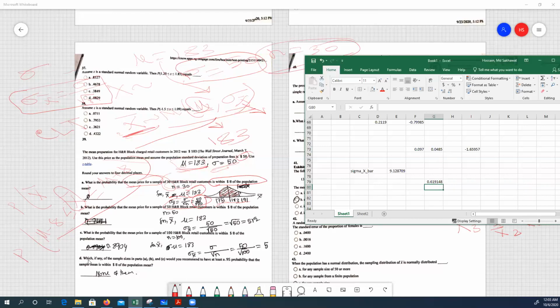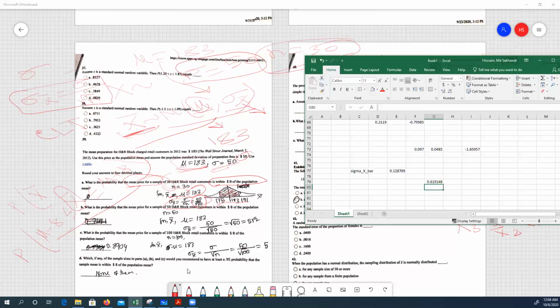Okay. So which, if any, of the sample sizes in parts A, B, and C would you recommend to have at least a 95% probability? That means a 0.95 probability that the sample mean is within $8 of the population mean. So this probability is 0.8904. This probability is less than this one. This probability also is less than this one. So there is no probability which is 0.95 or more. So all probabilities are below 0.95, which means none of them.